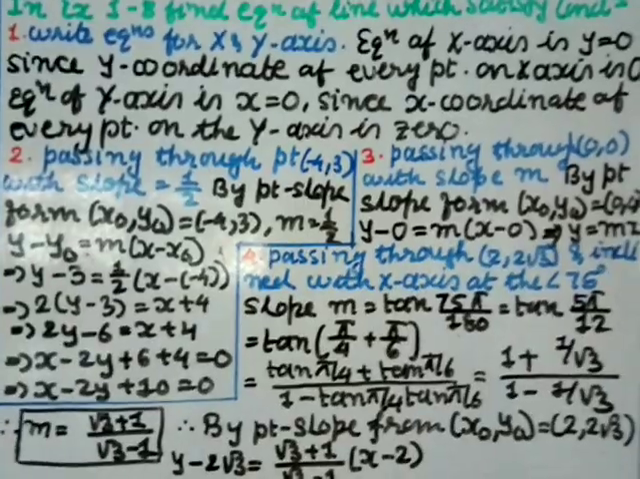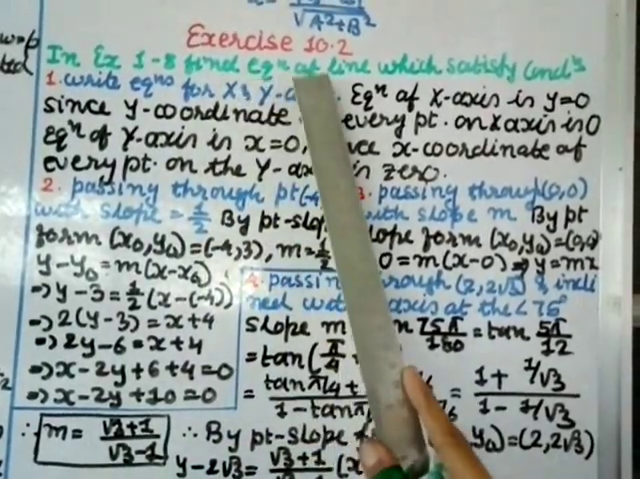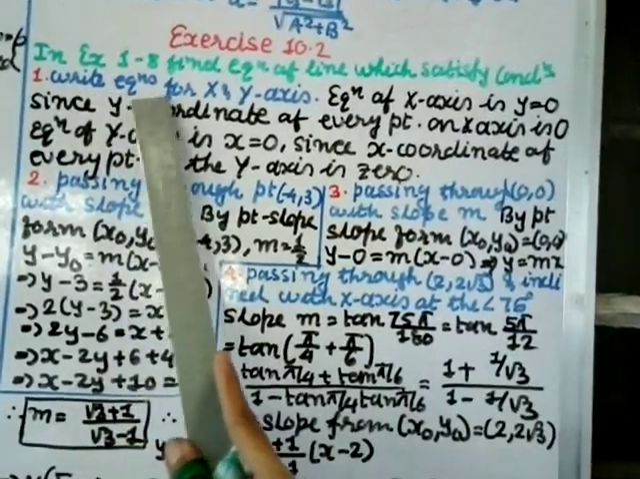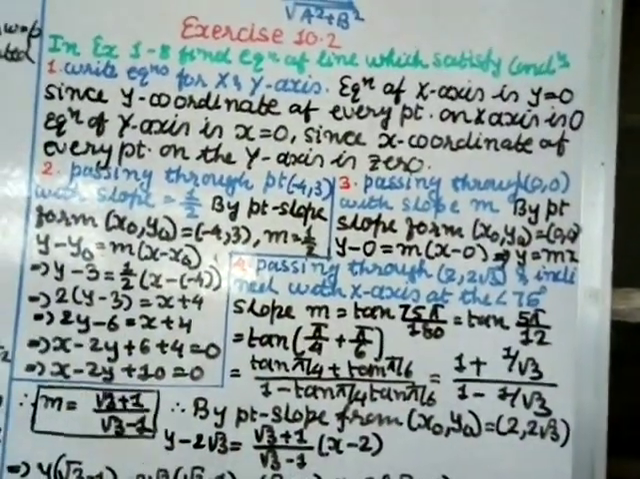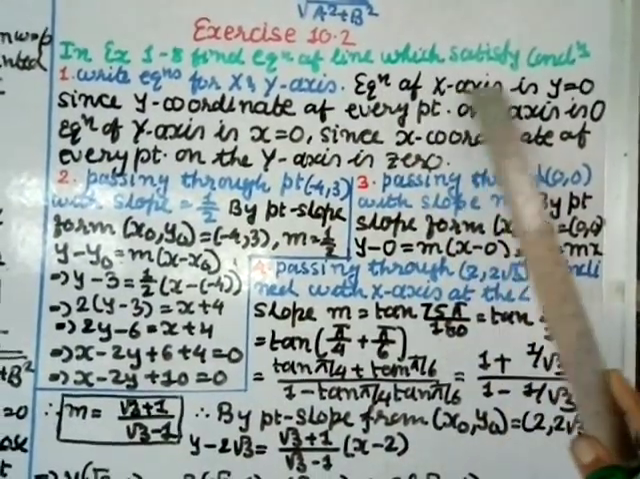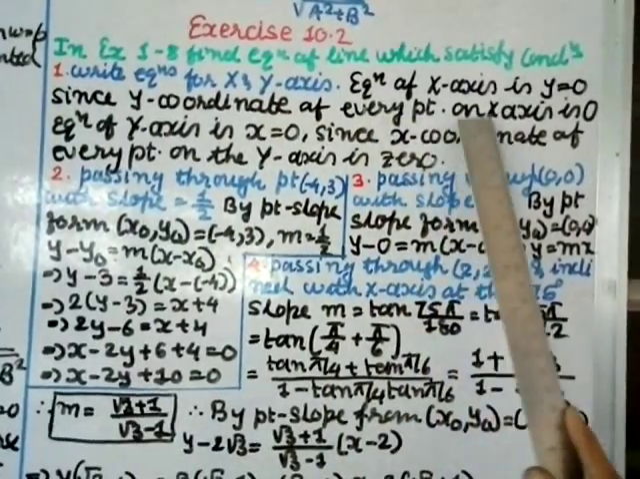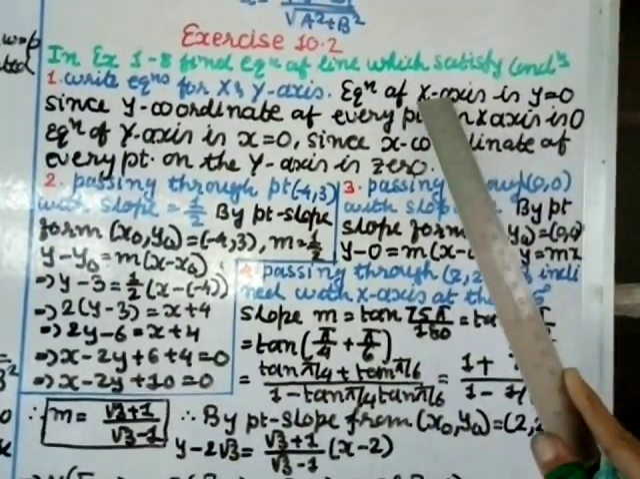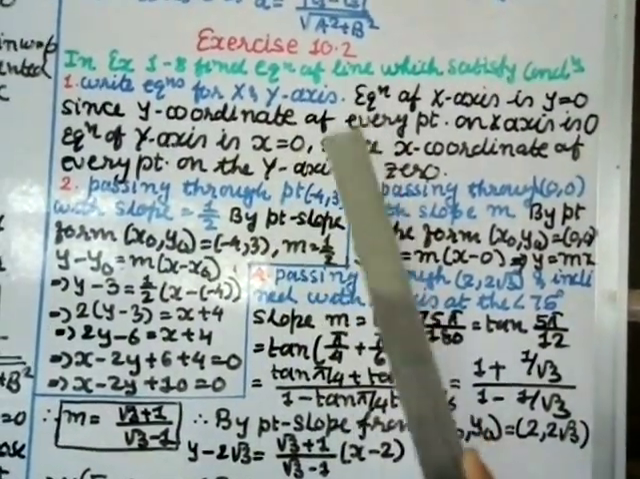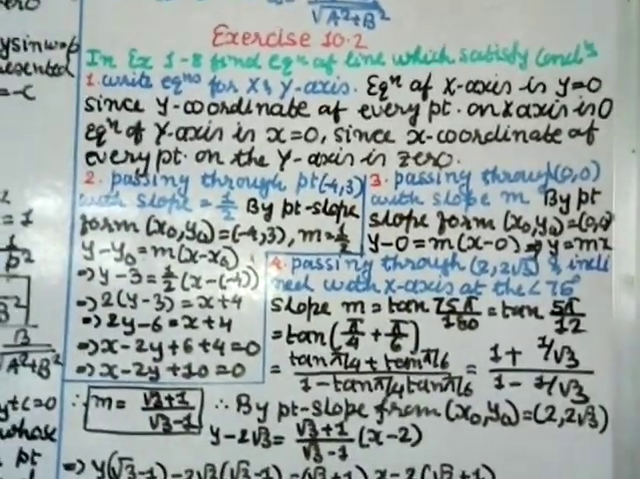Exercise 10.2. In exercises 1 to 8, find the equation of the line which satisfies the given conditions. Number 1, write equations for the x and y axis. Equation of the x axis is y equal to 0, because the y coordinate of every point on the x axis is 0. And the equation of the y axis is x equal to 0, because the x coordinate of every point on the y axis is 0. It's a simple answer.